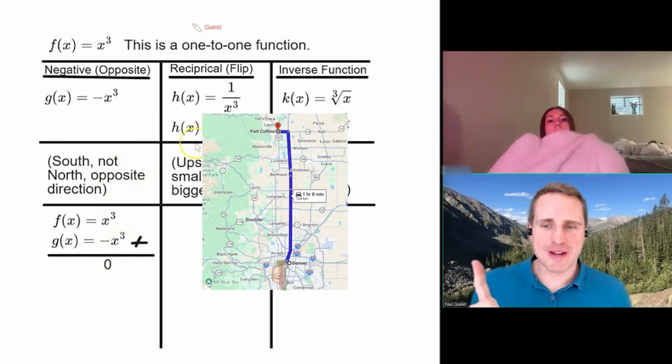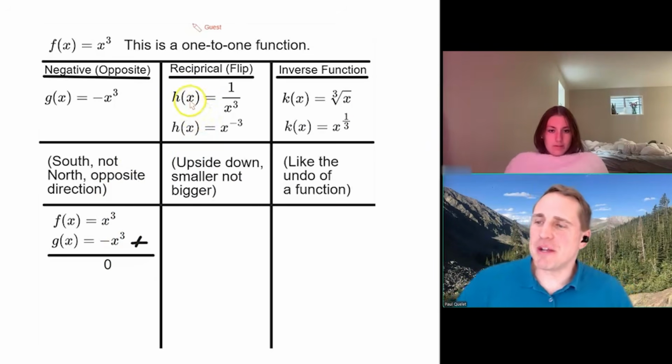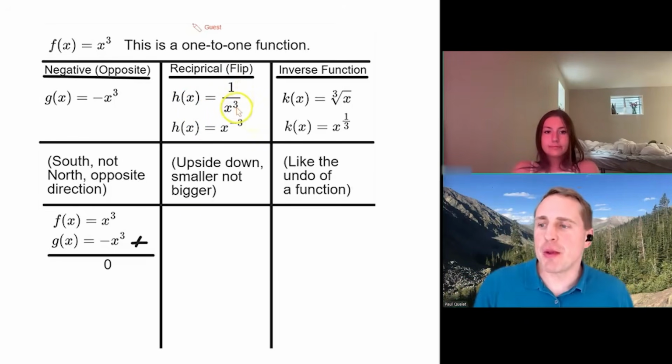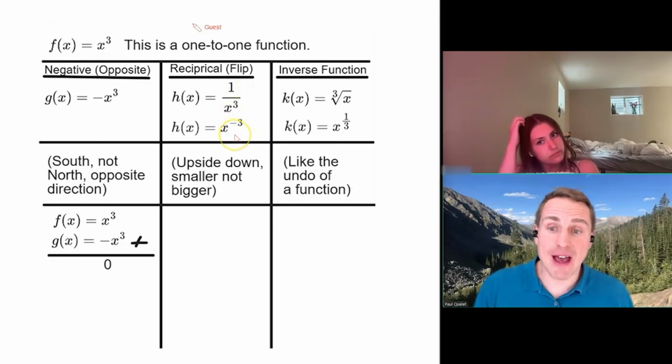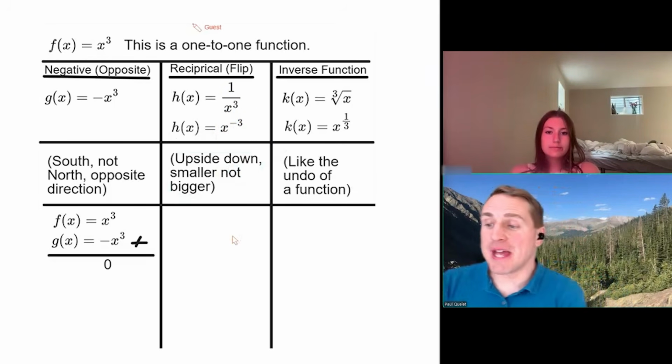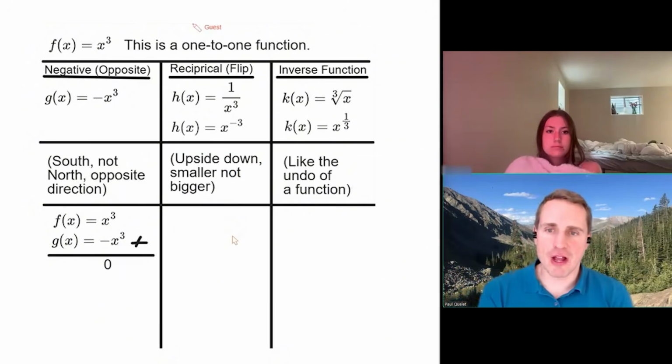The reciprocal is going to be different because is not the reciprocal going to be 1 over x cubed? Now, that's not the same thing as negative x cubed. So the reciprocal is going to be 1 over x cubed, but we could write that with a negative exponent, x raised to the minus 3 power. It's kind of like upside down, and it's getting smaller, not bigger.